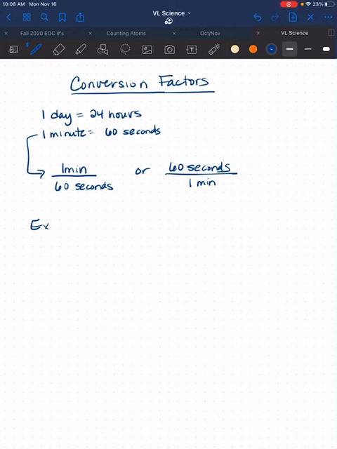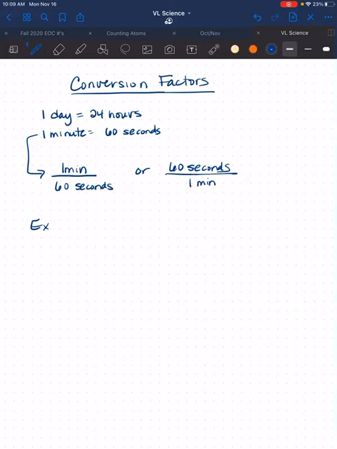Well, the example is this. Since we've got this equivalent statement that 1 minute is equal to 60 seconds, it doesn't matter if minutes are on the top or on the bottom, because 60 seconds is the same thing as a minute, and 1 minute is the same as 60 seconds. And if we were to reduce them, they would reduce to 1. They're the same thing. We use them so that we can convert between units.